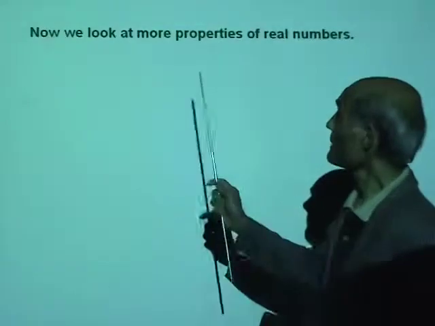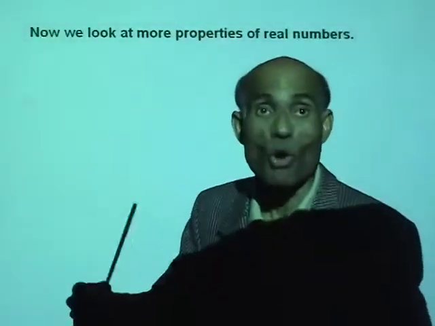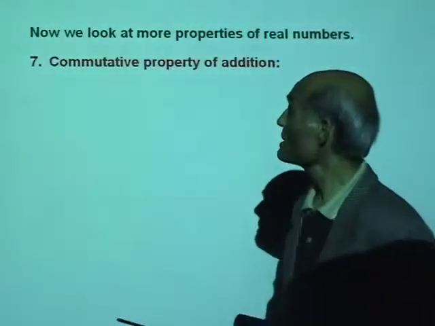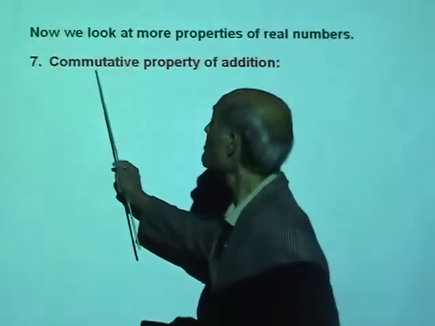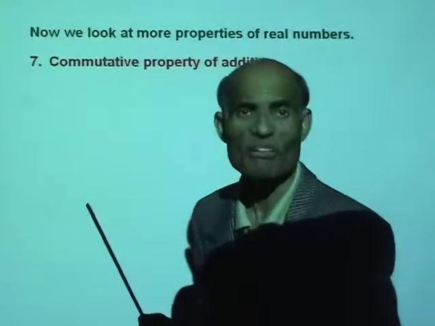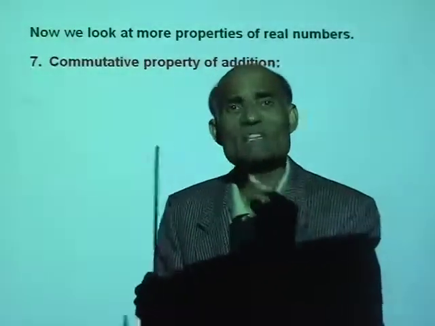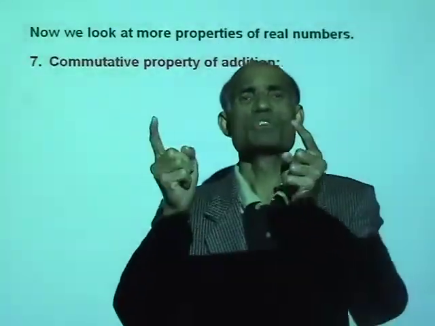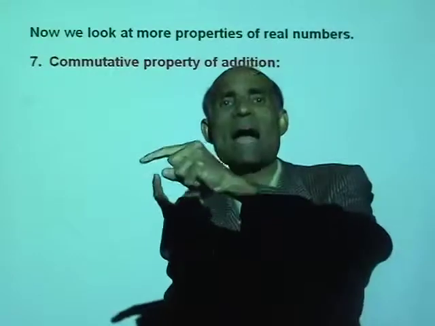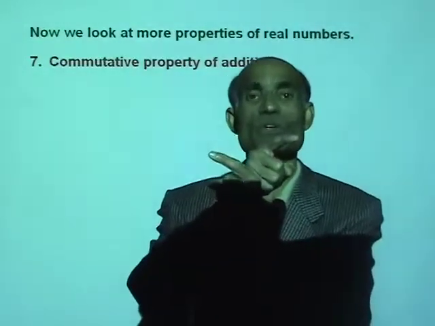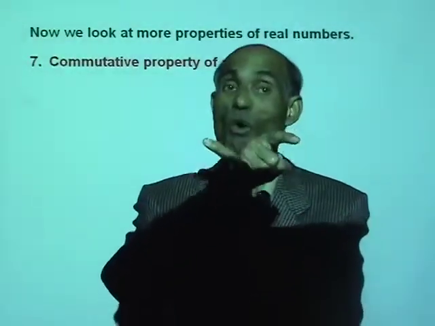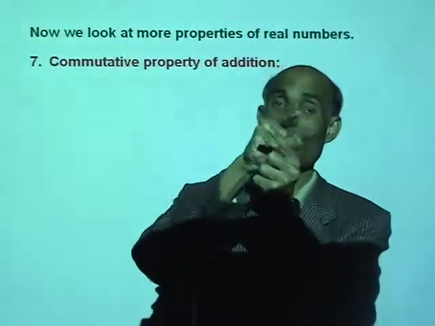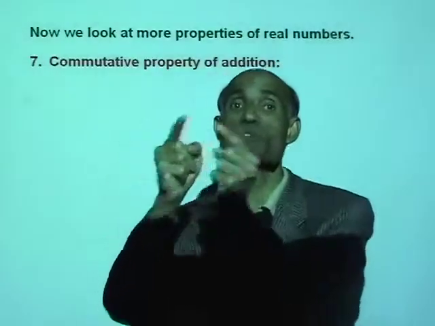Alright? Now let's look at more of the properties of real numbers. Property number 7 is commutative property of addition. Commutative property of addition. What does commute mean? To commute means to go back and forth. Yeah, you say you commute to work. What does that mean? You go to work and come back home. That is the meaning of commuting to work.